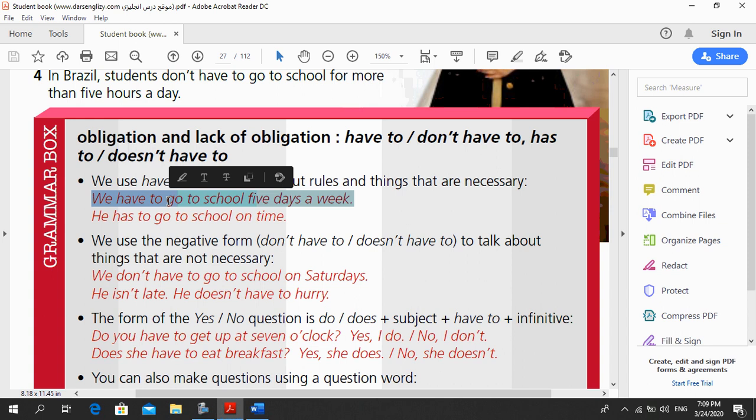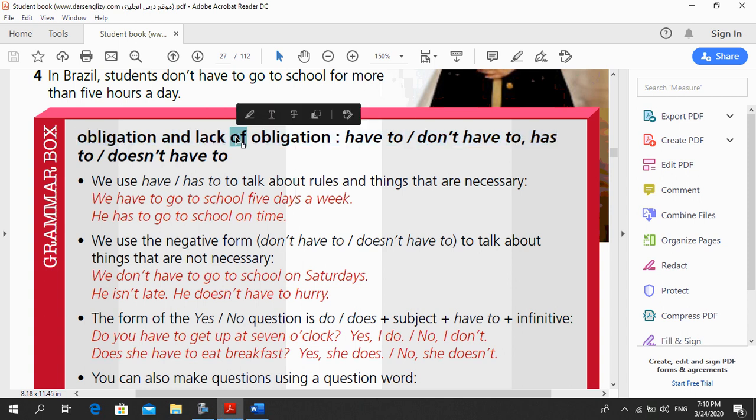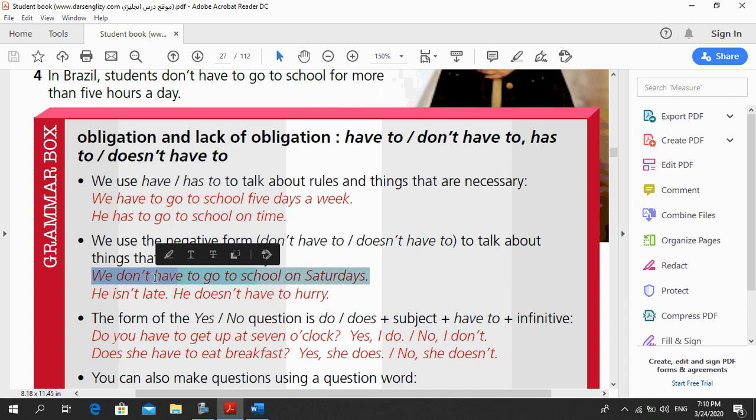So sometimes the rules are against our will. We don't like it. We have to go to school 5 days a week. He has to go to school on time. It's an obligation. If you are expressing the lack of obligation, like I don't have to, nobody will make me. We don't have to go to school on Saturdays. Nobody will make you go to school on Saturday. Why? Because Saturdays are off. So here, there is no obligation. What is the meaning of obligation? Nobody will make you go to school.